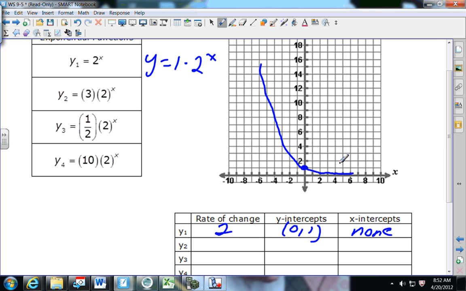That's not right, is it? I went down. Try again. Because that 2 is bigger than 1, so it's got to be growth. Sorry, let me sketch that in right. Good drawing, Crawford.